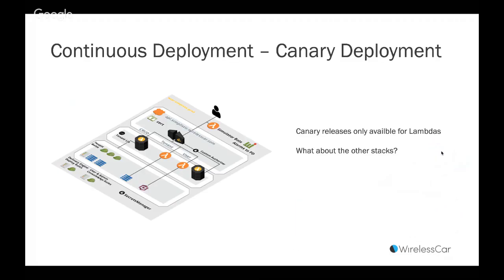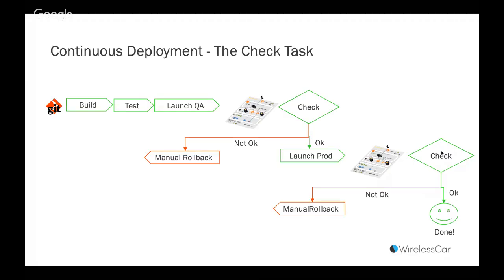So this is for Lambdas. What about the other stacks where there's no code involved, like DNS or roles or the tables? Let's have a look at that as well. So I do a launch, but I don't have any canary mechanism. So then we'll use a step that is called check in Sonic, which basically does the verification, and if it fails, it will signal the launch as red, and then you need to do a manual rollback.